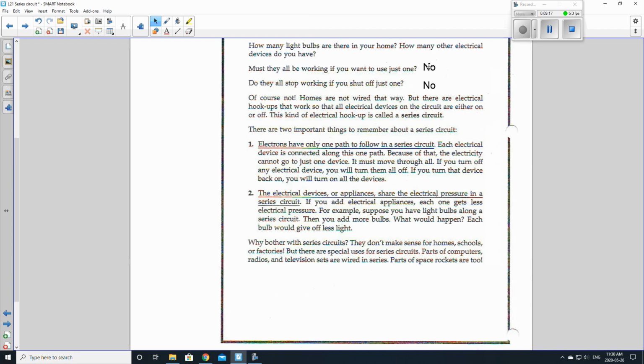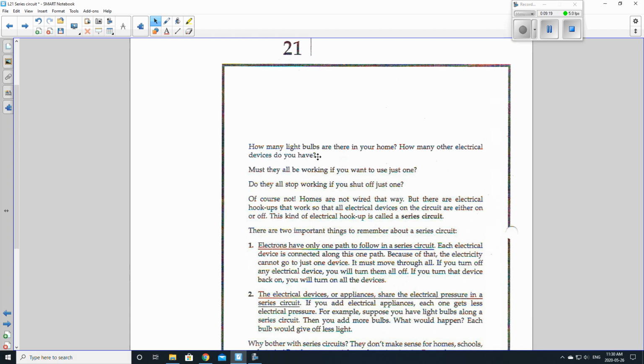How many light bulbs are there in your home? How many other electrical devices do you have? We have a lot of light bulbs in our home. We have a lot of electrical devices: microwaves, computers, what else? Ovens, TVs, printers, telephones, faxes, whatever. Maybe not faxes.